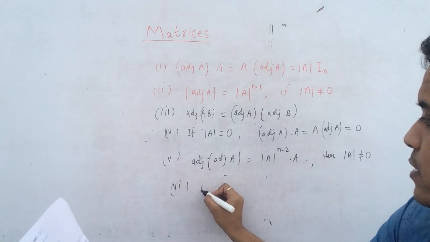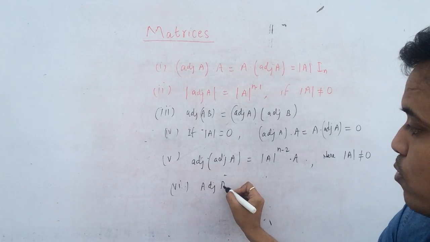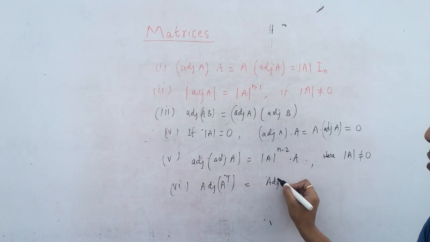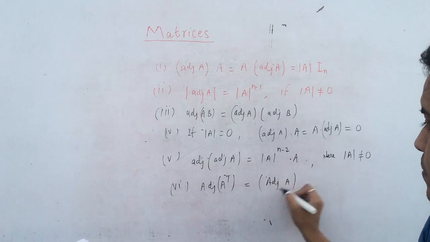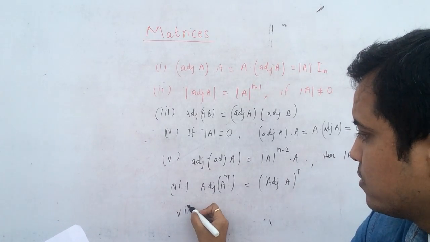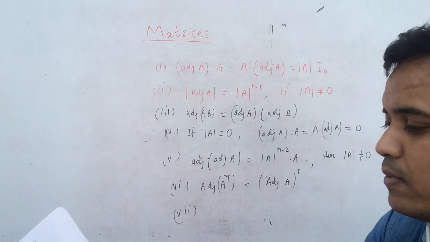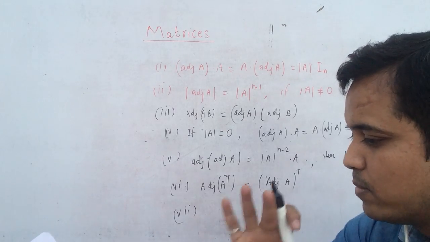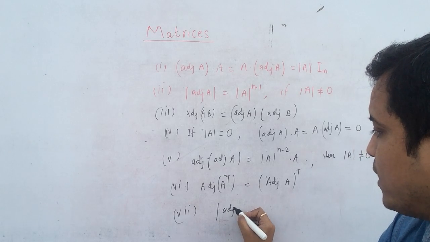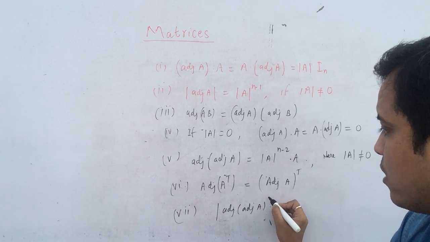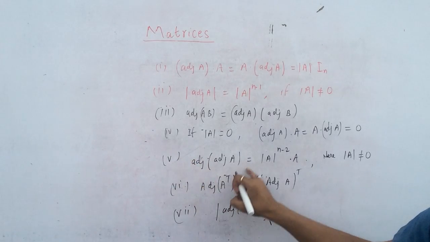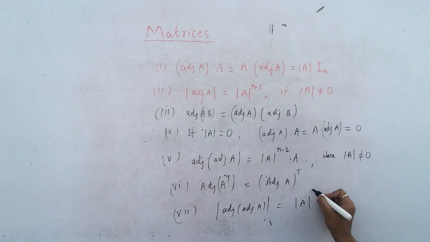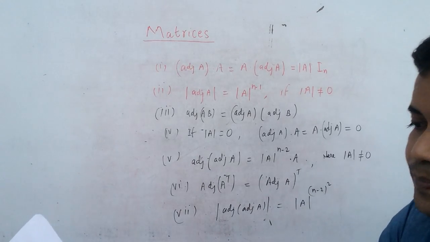Sixth is adjoint of A transpose. You can write it as adjoint of A, whole transpose. Seventh, adjoint of a diagonal matrix is a diagonal matrix, so you need to remember it. Then, if you take the determinant of adjoint of A, it would be determinant of A raised to power n minus 1, whole square. All right.